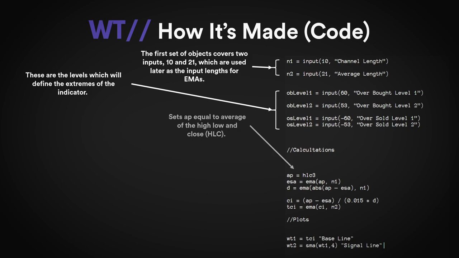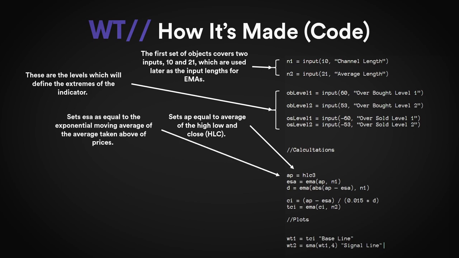This sets AP equal to the average of the high, low, and close. Open is not included because it's an extraneous value. It's contained in the close of the previous candle. In relation to the price, AP will match really closely. This sets ESA as equal to the exponential moving average of the average taken above of prices. In this case, the EMA is based on the previous 10 candles, and it will also trend really closely to the price because it's a 10 EMA.